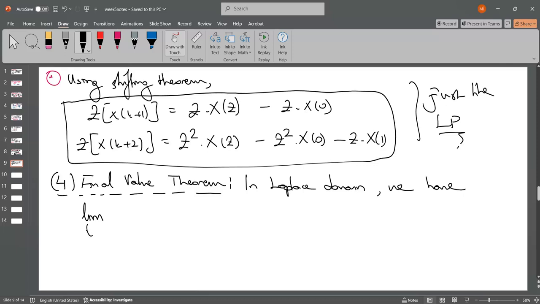Just remember the formula. Limit, this is the mathematical representation: limit as t goes to infinity of f(t) equals what? The limit as s goes to 0 of s times F(s), right? Remember that property? If we satisfy the conditions of these terms, we can obtain the final value of these signals.